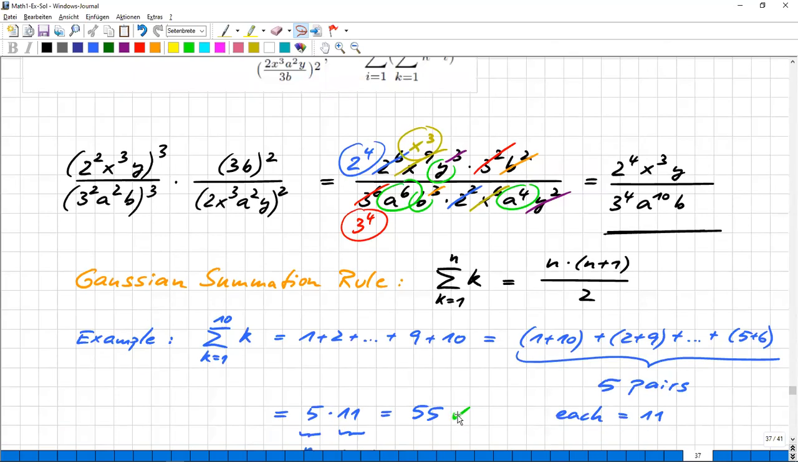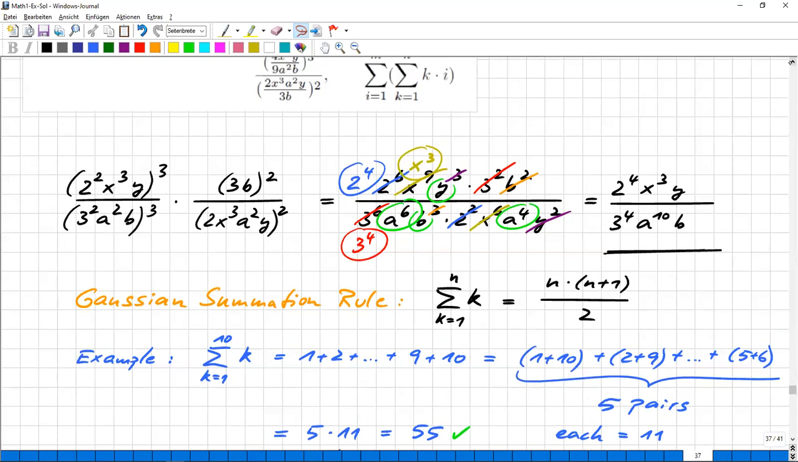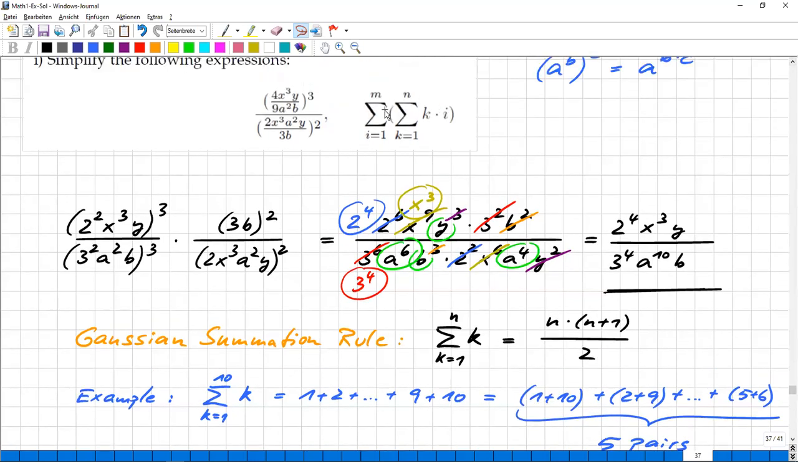But now you see that this is much the same as what this formula says. It says, look at this, n half, this is the number of pairs you can construct, and n plus 1 is nothing else than the single contribution of a pair, like 1 plus 10 in this example. So this is the general form of what we just did, okay? So it's quite nice. So using this, let's put this expression in a simpler form.